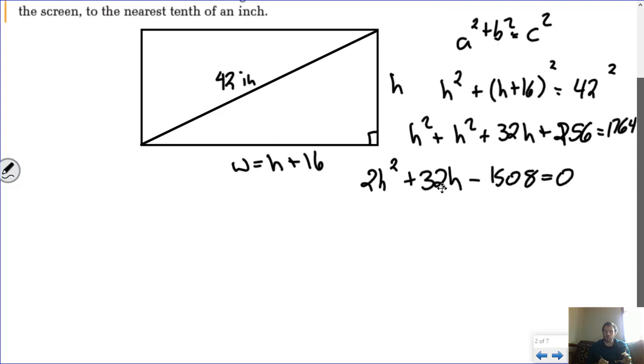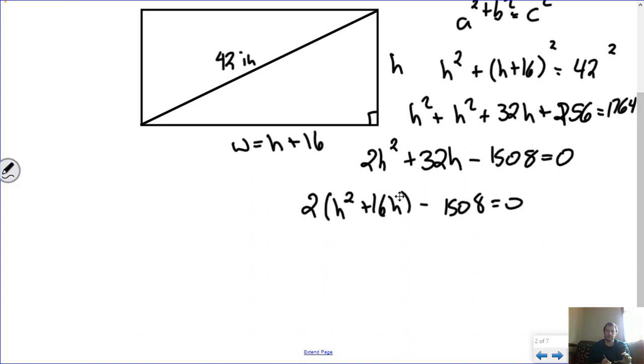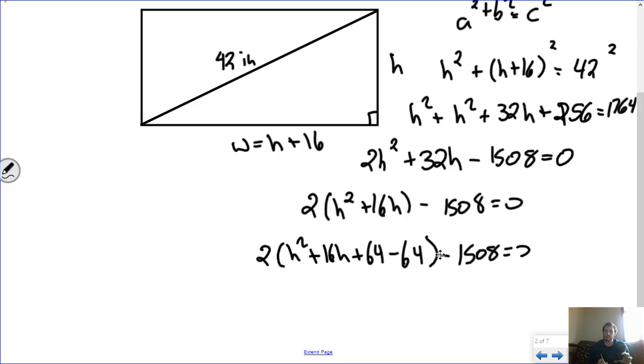Right? So now what I need to do is complete the square, right? So I'm going to take the 2 and factor it out of the first two terms. So 2h squared plus 16h minus 1508 will be equal to 0, right? Take that middle term, half, square, plus and minus, right? So 2h squared plus 16h, so half of 16 is 8, and 8 squared is 64, so we'll add 64, and we'll subtract 64, minus 1508, right?